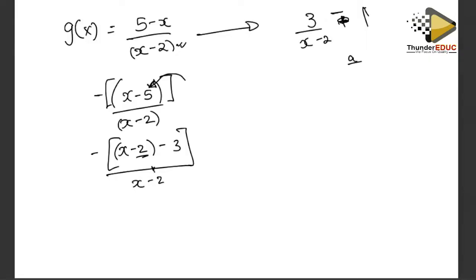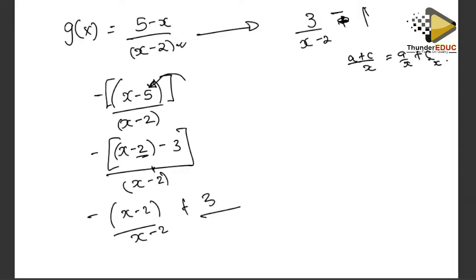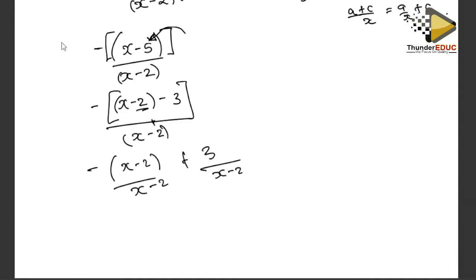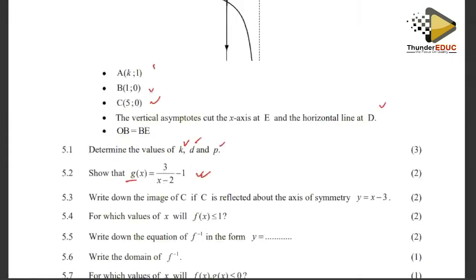We know that a plus c over x is the same as a over x plus c over x. So I'll treat this like one term, meaning that it's a negative x minus 2 over x minus 2. Negative and negative shall have a plus 3 over x minus 2. So we can already see that this is going to cancel that. You get your negative 1 plus 3 over x minus 2. So this is what the question wanted. So 3 over x minus 2 minus 1. Okay, so that is done.